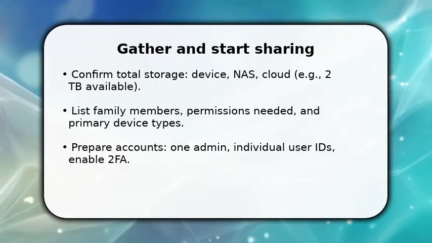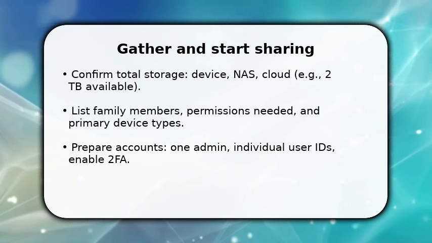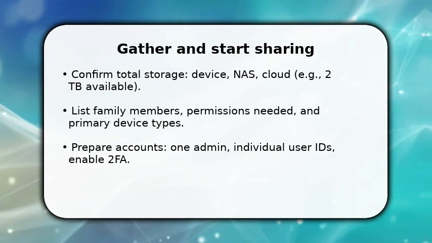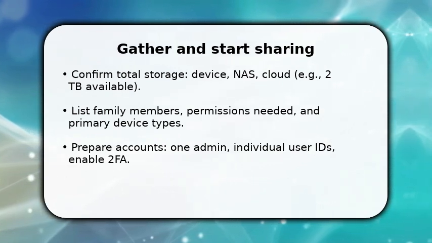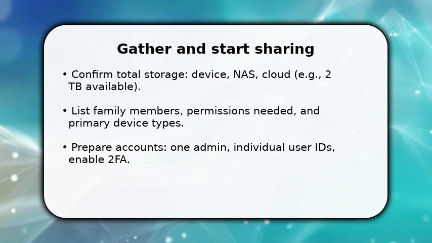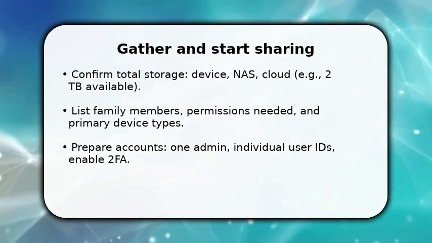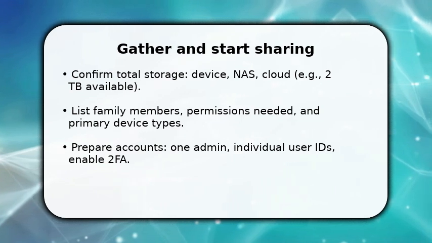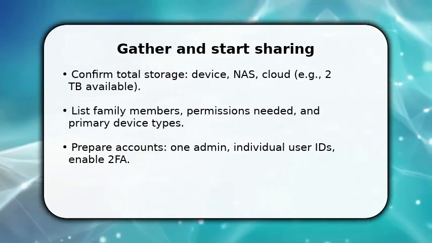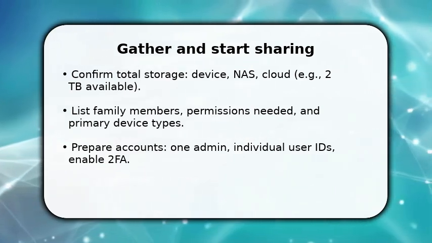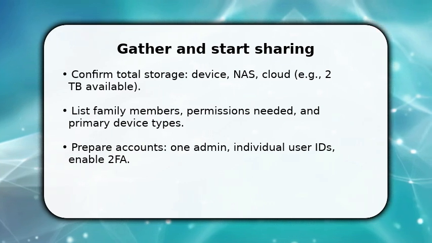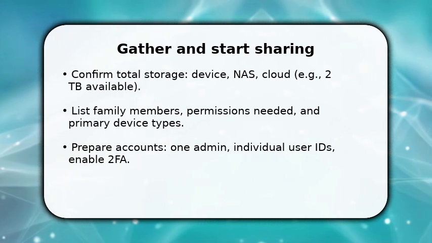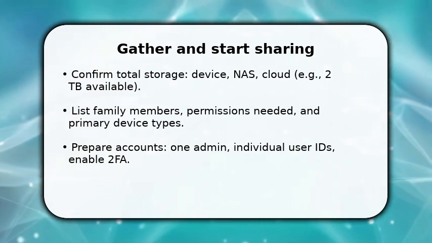You begin by verifying capacity and accounts. This saves time later. First, check the device or cloud shows at least the free space you need, and note platform limits. Next, create an admin account and individual user ID for each family member, then enable two-factor authentication to secure access. Once done, map what folders everyone needs and label them with clear names. Make sure to set a simple naming convention now, so permissions and backups remain organized as you proceed.